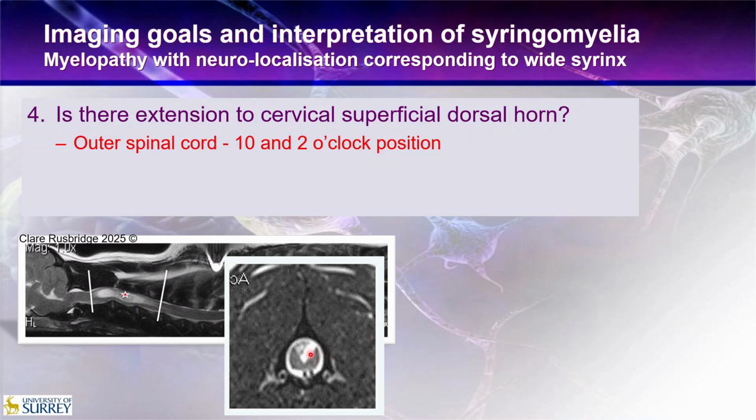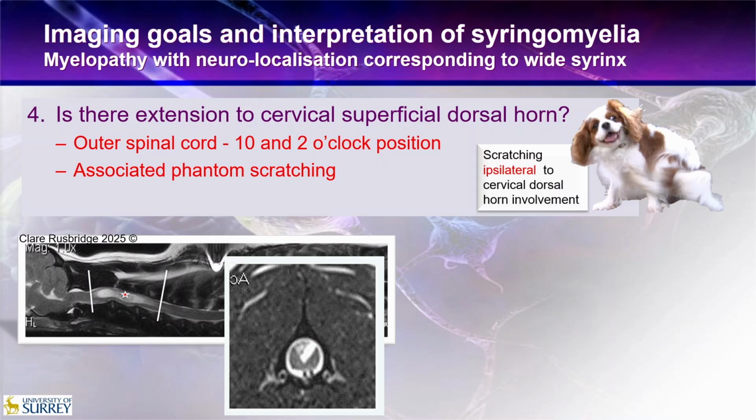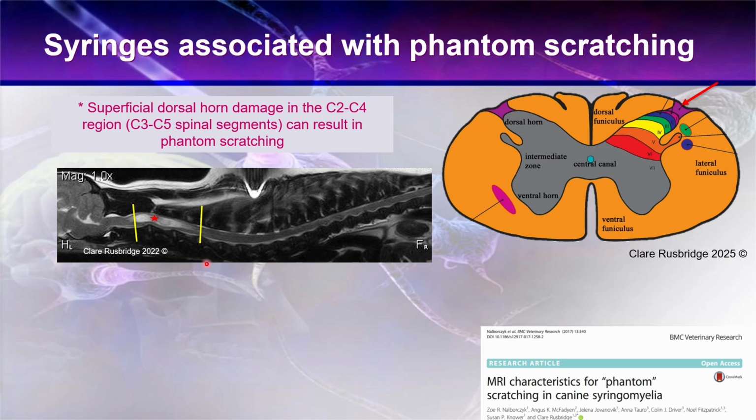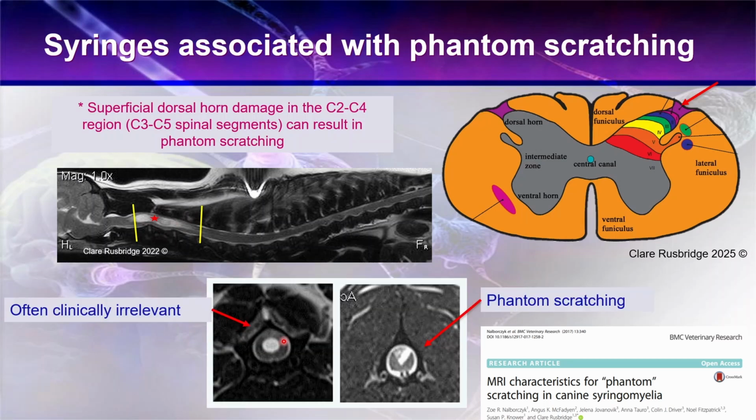Then I look at whether or not it's damaging the dorsal horn, and in particular whether or not it's extended to the superficial dorsal horn, because this is very important for phantom scratching and also the torticollis. Just to say that the shoulder is towards this side of the damage and the head is on the opposite side. As I've just said, the syrinxes that you get with phantom scratching are in the upper cervical region. We can have a syrinx of similar size, but this syrinx here is completely clinically irrelevant. This dog had no clinical signs, whereas this dog had phantom scratching.